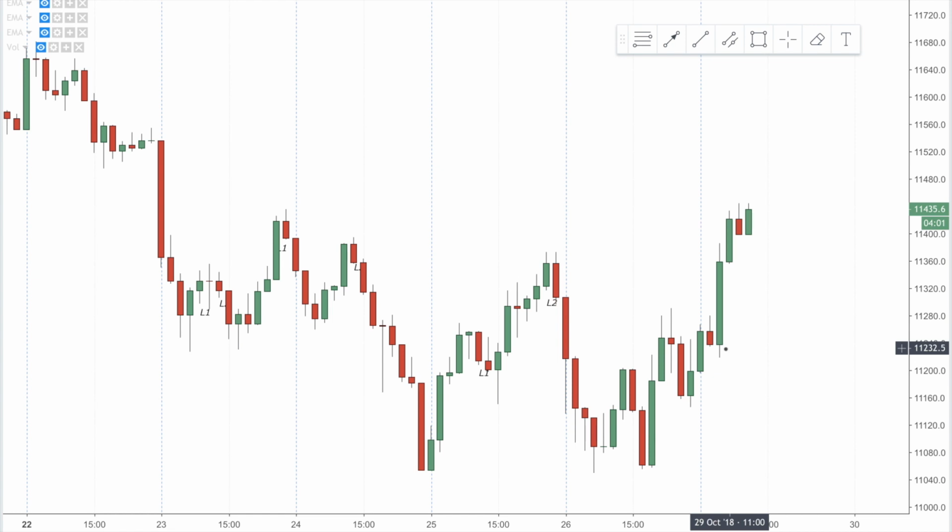Okay, I hope it makes sense. Reading the context into bar counting, that makes a whole lot of difference.